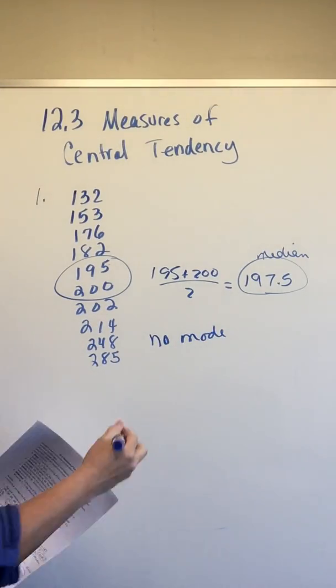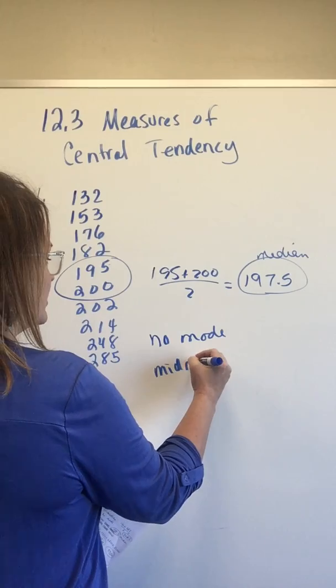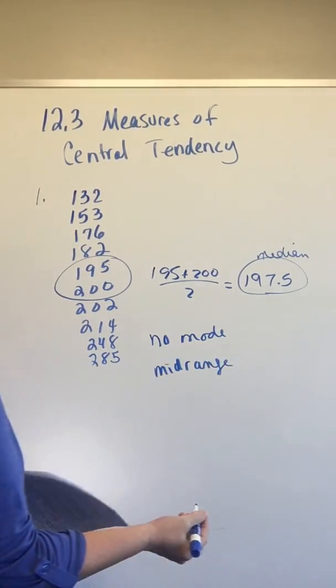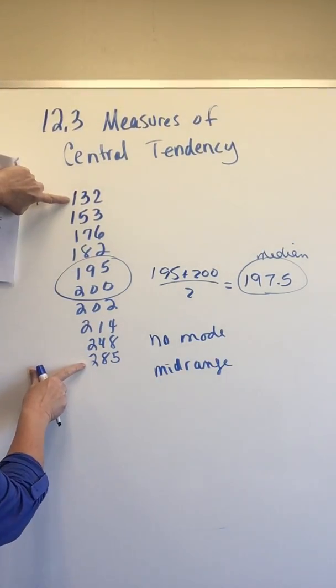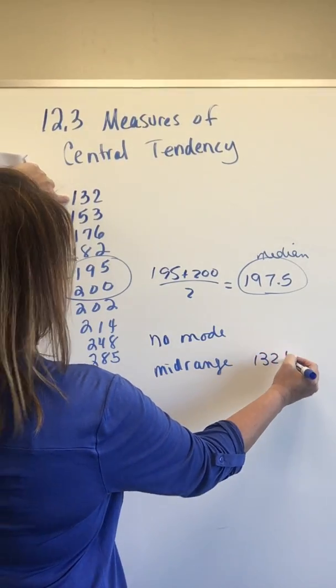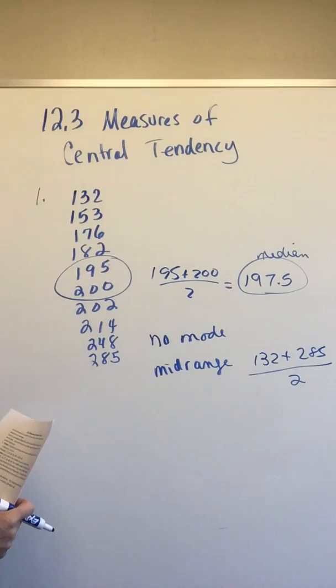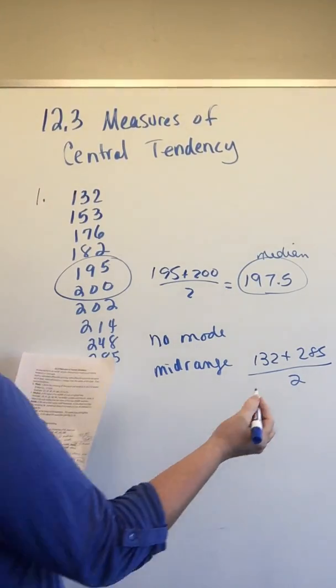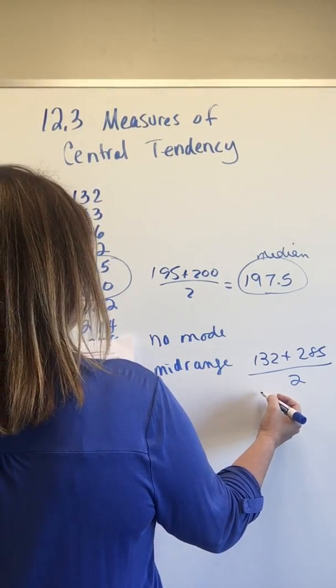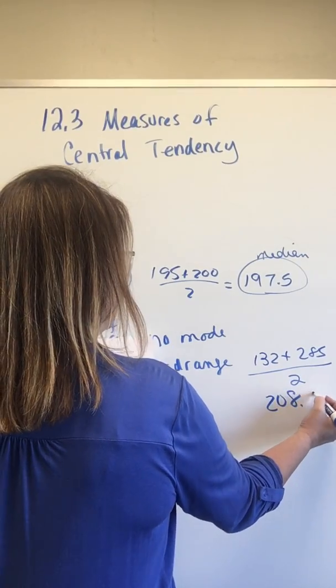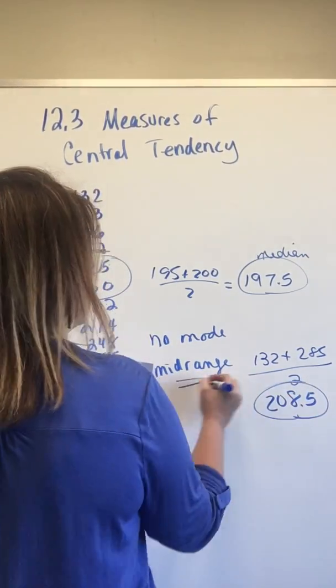And then lastly, the mid-range. The mid-range is the mean of the extremes. So we take the largest and the smallest, the extreme values, add those and half it. So find the mean of the extremes. And that I get as 208.5. That is your mid-range.